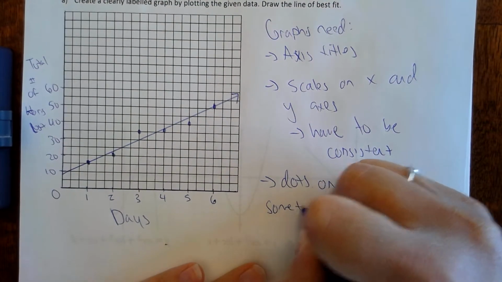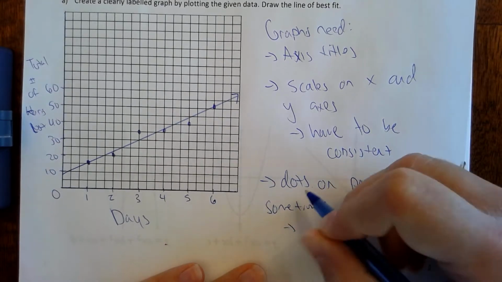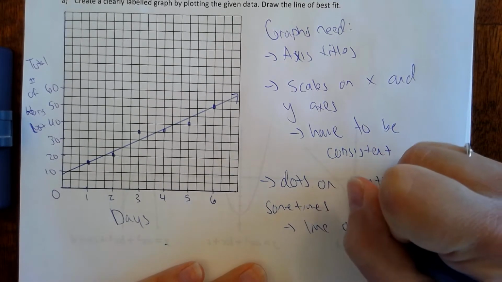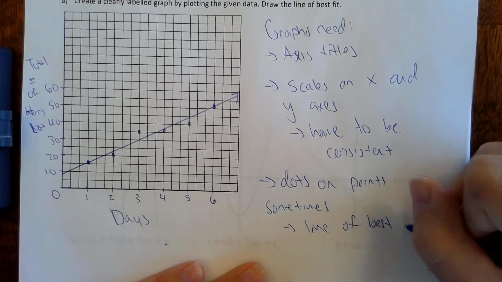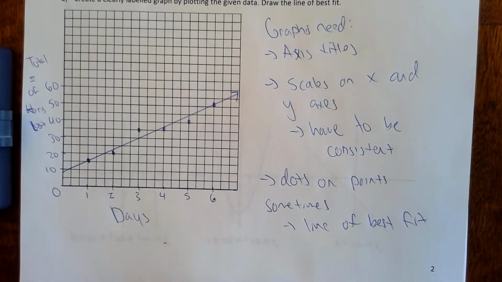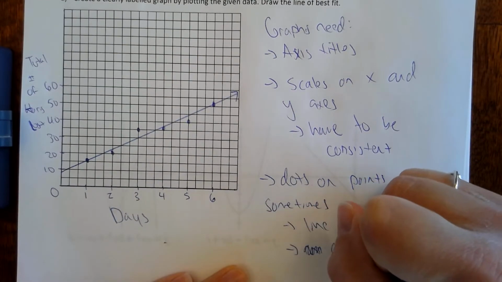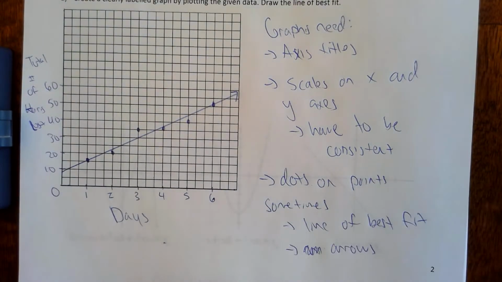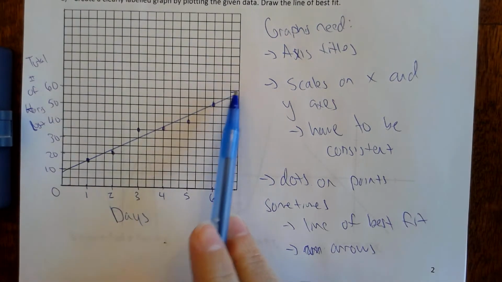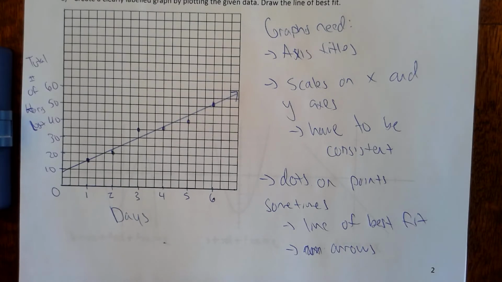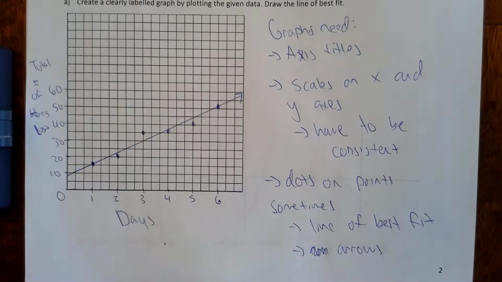Sometimes, and it depends, you might need a line of best fit. This time it asked for it, so I definitely put one on there. Kind of depends on the situation. And you might need arrows on that. Oops, arrows. So that one depends as well. You have to kind of read the situation. Notice I used 1 arrow, I didn't use 2. So it depended on the actual question that it gave me.